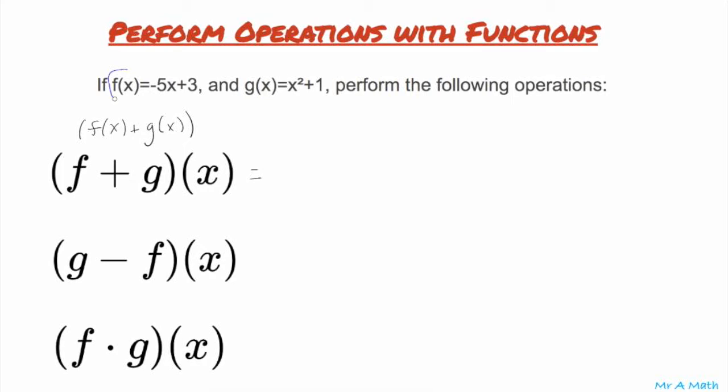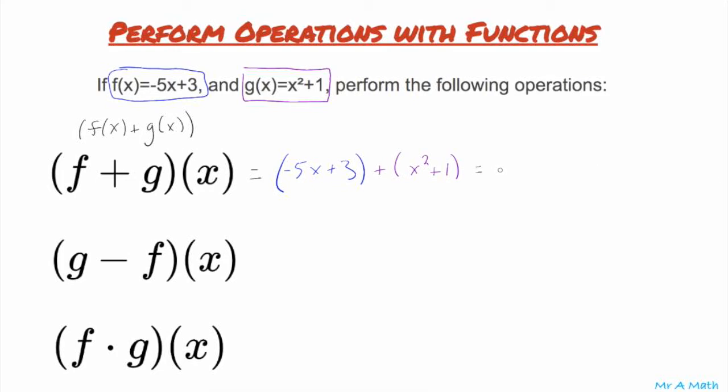If f of x is negative 5x plus 3 in blue, and g of x is x squared plus 1 in purple, when I do f plus g of x, really we're just going to do what it says. Do f plus g of x. So f of x is negative 5x plus 3. And g of x, after we add it, is x squared plus 1. So now we just have to do our algebra.